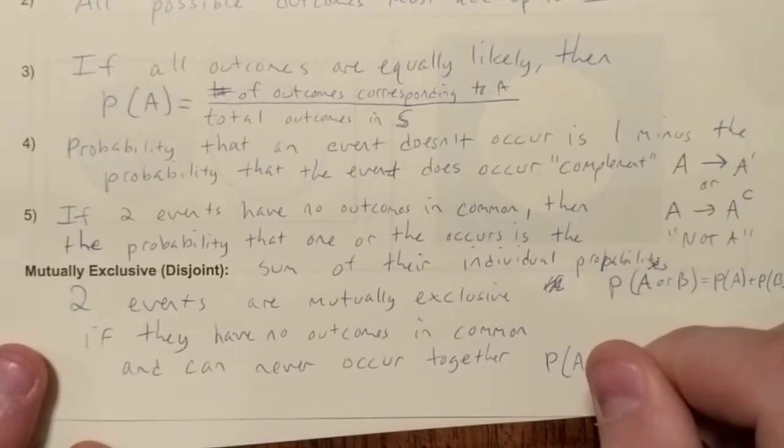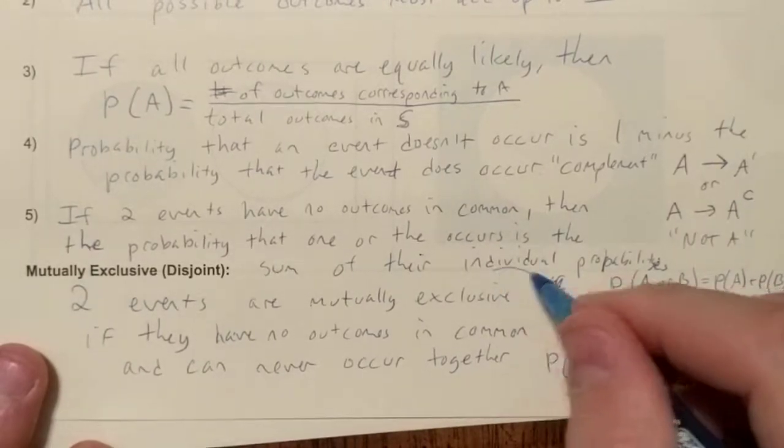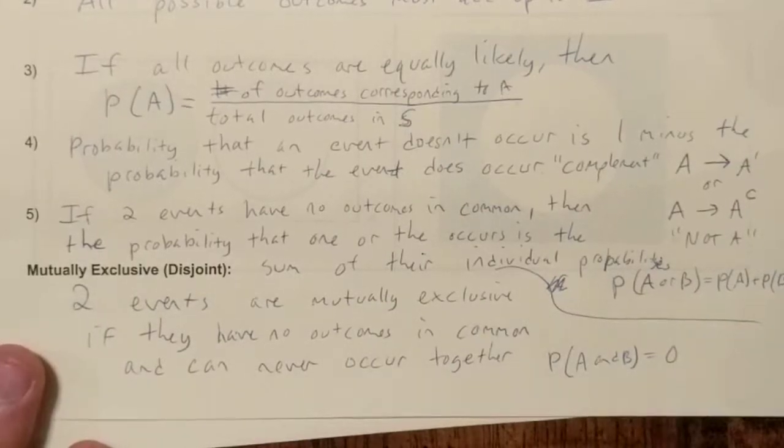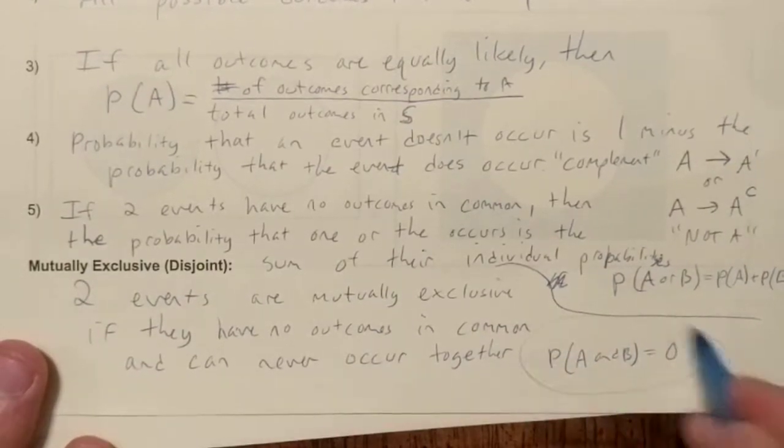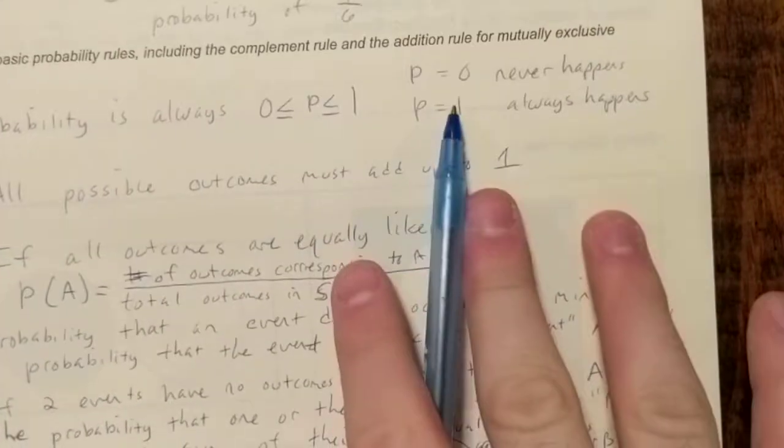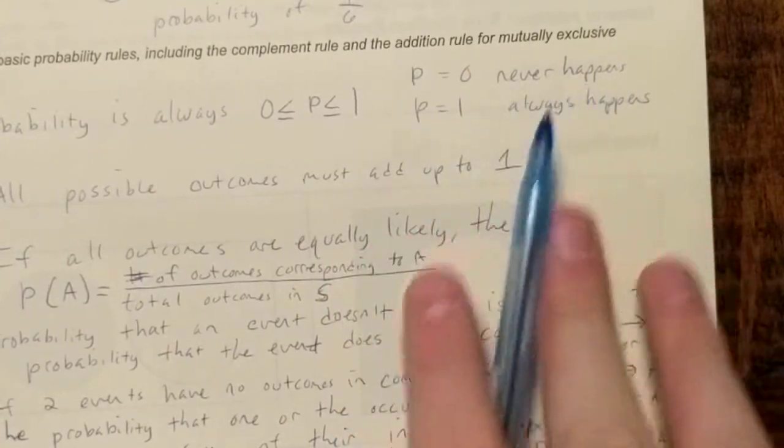So the probability of A and B happening here would be 0. It's impossible. Remember that from up here? Probability of 0 means that it can't happen or never happens. Okay.